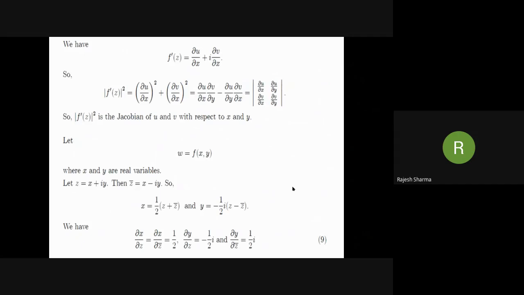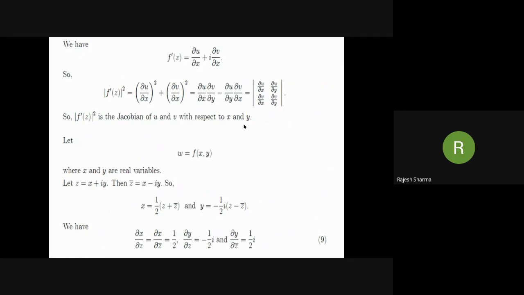Also, if f(z) is analytic, then the modulus of f'(z) can be expressed in terms of the Jacobian of u and v with respect to x and y. If f(z) is analytic, then f'(z) is ∂u/∂x plus iota ∂v/∂x. So mod f'(z) square is (∂u/∂x) square plus (∂v/∂x) square. Now write it as ∂u/∂x times ∂u/∂x, where the second ∂u/∂x equals ∂v/∂y, and this as ∂v/∂x times ∂v/∂x, where the second ∂v/∂x is minus ∂u/∂y. And this equals this determinant: ∂u/∂x, ∂u/∂y, ∂v/∂x, ∂v/∂y. So mod f'(z) square is the Jacobian of u and v with respect to x and y.